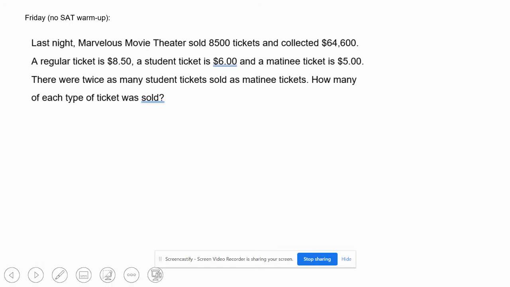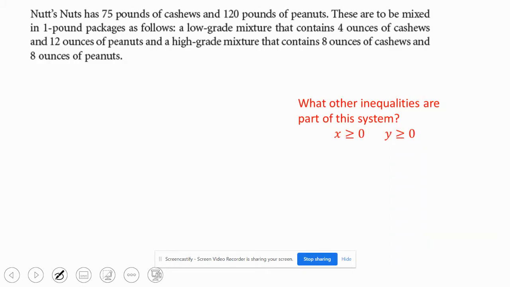And so I'm going to walk you through the thinking here. So we have 75 pounds of cashews and 120 pounds of peanuts. These are to be mixed into 1 pound packages. Now, first thing you need to know is 1 pound equals 16 ounces. That's going to be important when we set this up because we can't have some equations in pounds and some in ounces.